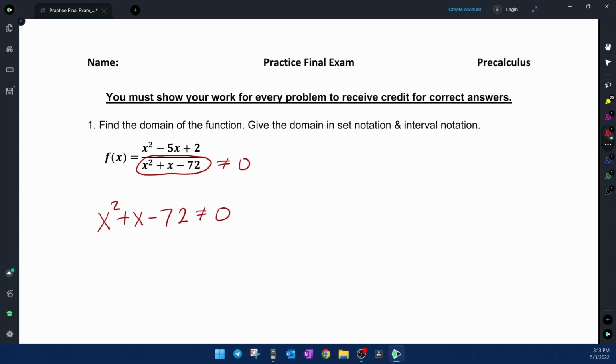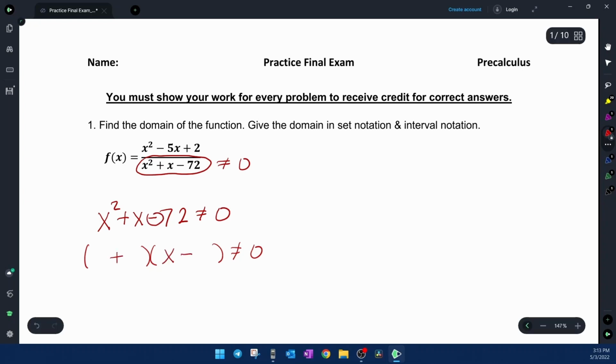Next, to solve the quadratic inequality, I'm going to try factoring. Factoring may not work, but if it does, it is the fastest way to get the solutions. The signs are going to be different. We're going to have x and x to make x squared. And last, we need numbers that multiply to make 72 that subtract and make 1.